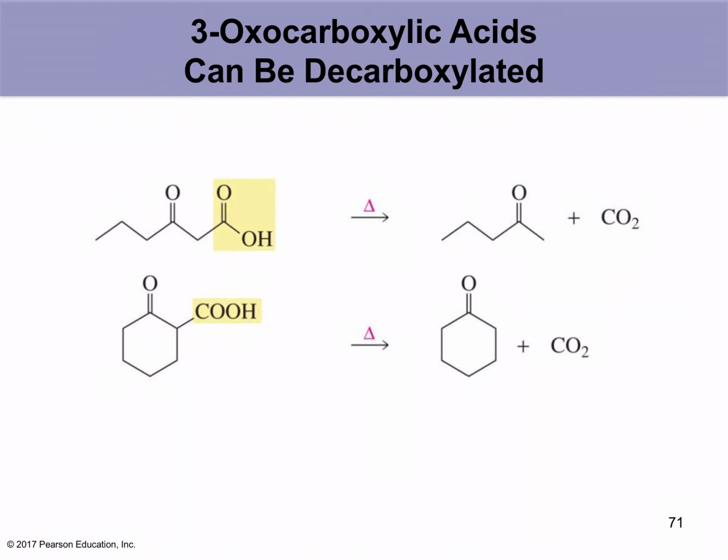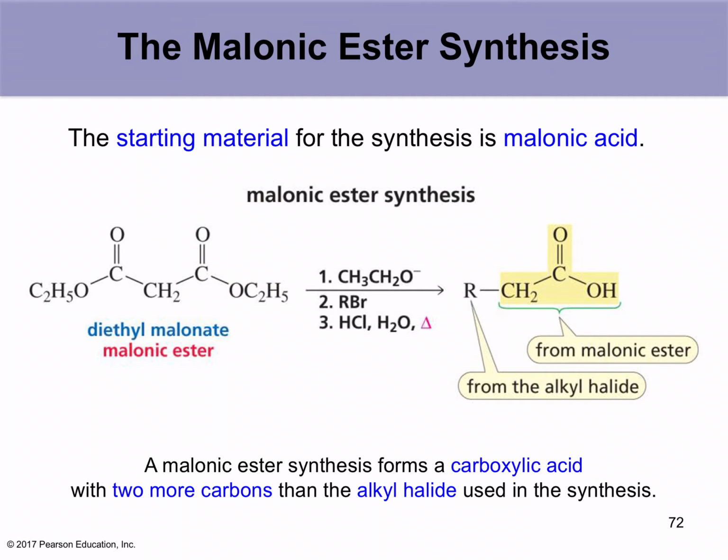Hello everyone. Now in this section we're going to learn how to synthesize a carboxylic acid. Our starting material for the synthesis of the carboxylic acid is diethyl malonate, or the malonic ester. Malonic ester is the common name. It is a diethyl malonate, and we call this process malonic ester synthesis because the starting material is malonic ester. But what we are synthesizing is a carboxylic acid.